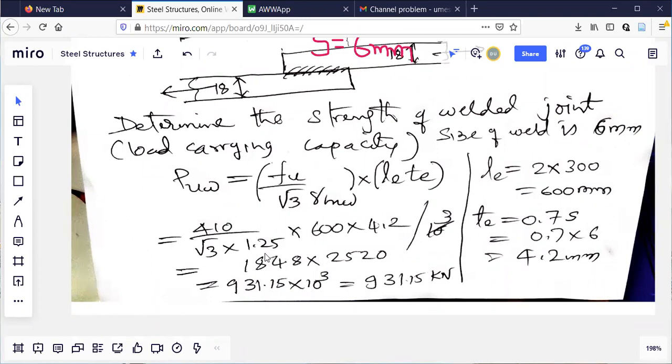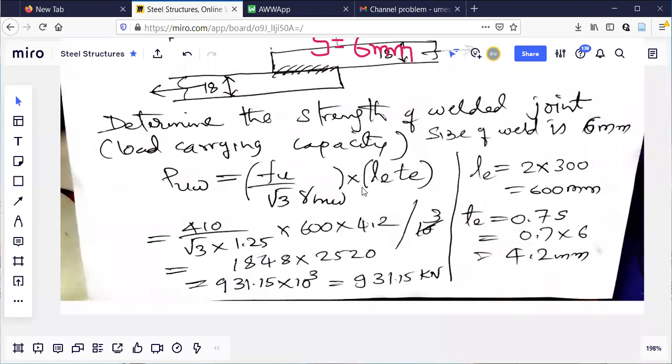Here 1.25 is used, assuming that the welding is carried out in the shop. In the factory, the welding is done. So this is already 184.8. This value is 184.8. 600 is the length.